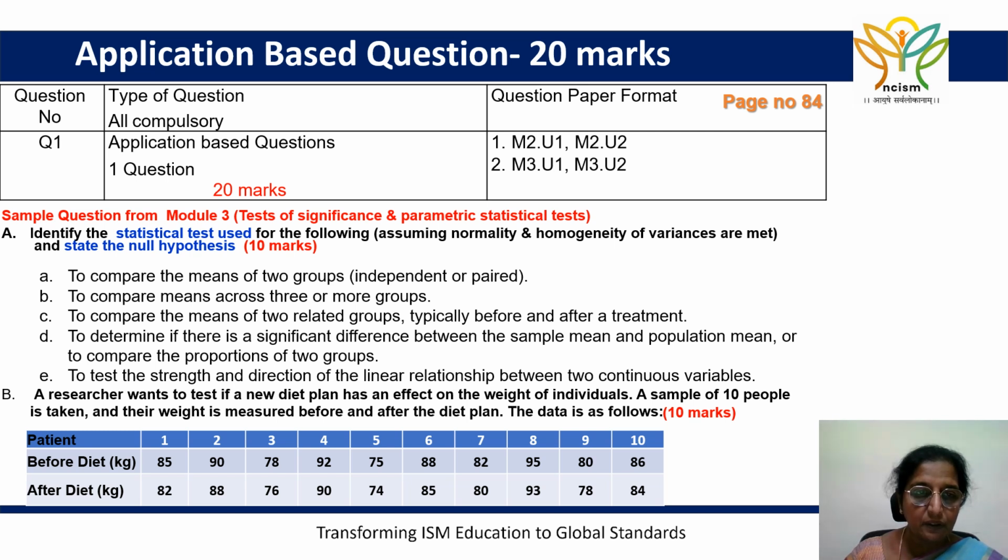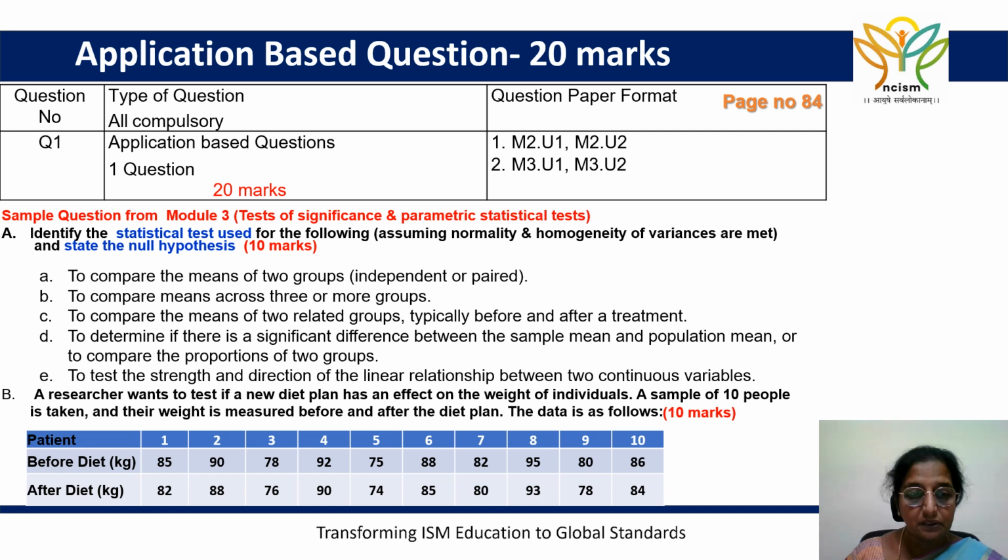Coming to the part B of the question, a researcher wants to test if a new diet plan has an effect on the weight of the individuals. A sample of 10 patients is taken and their weight is measured before and after the diet plan. The data is shown as follows, and 10 marks assigned for this particular question.